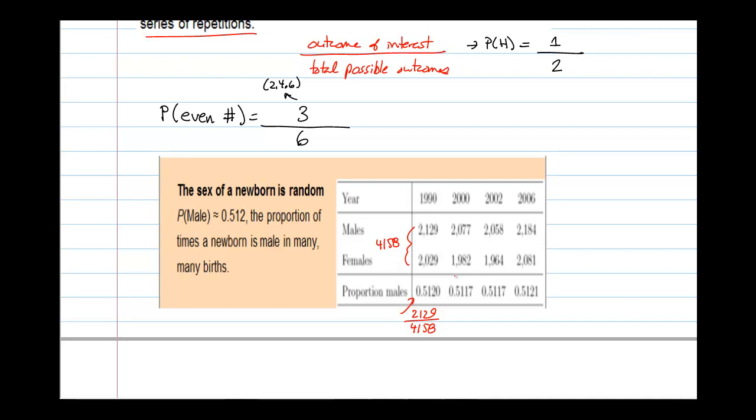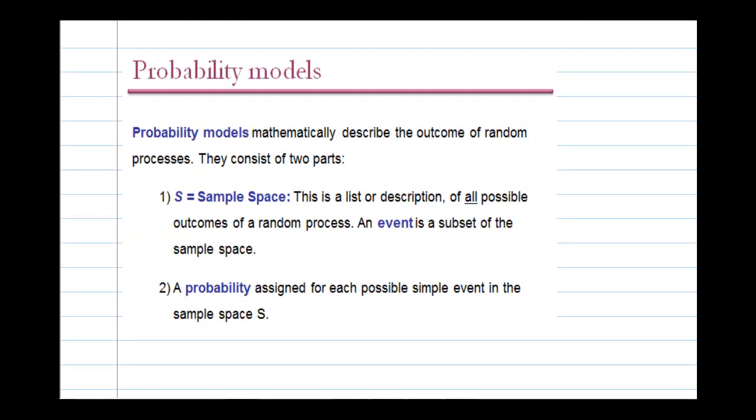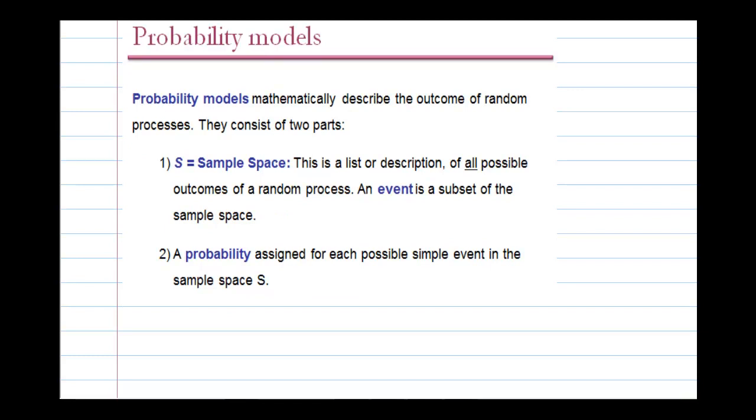The next thing we're going to do is talk about probability models. Now, basically, a probability model is a mathematical description of a random process, and it consists of 2 parts. The first part is the sample space, and we'll talk about the sample space in a little bit. And then the second part is a probability assigned to each of the values in the sample space. So for instance, if we were talking about rolling a die, our sample space would be 1, 2, 3, 4, 5, and 6. So let's go ahead and look at that example.